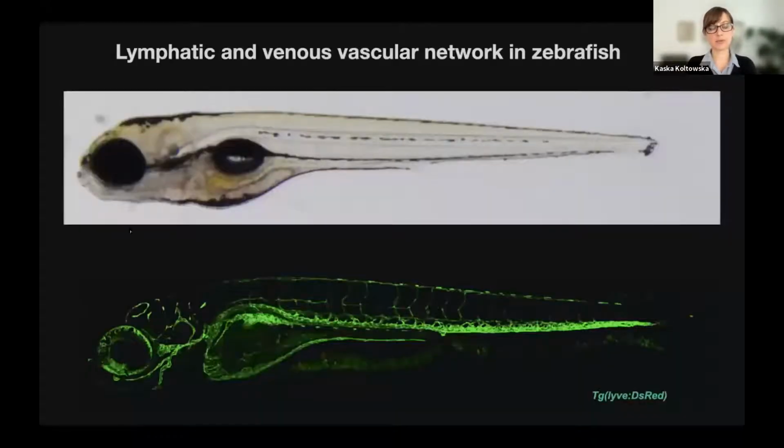And this is an example of a different transgenic line, again highlighting the lymphatic vessels here in the face and also across the body. So you can see the whole network of the lymphatic vessels at 5 days post-fertilization. And this transgenic line is also expressed in the venous endothelium, here, this very thick vessel at the bottom. So these are the tools that we use in the lab.